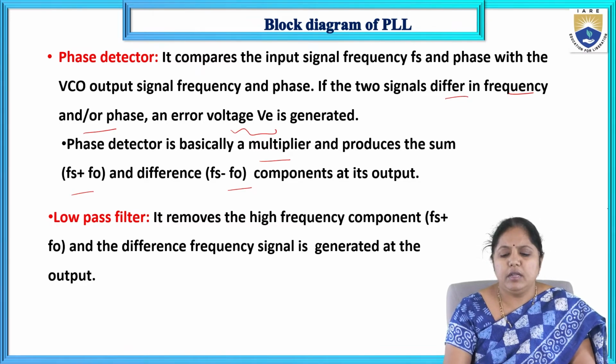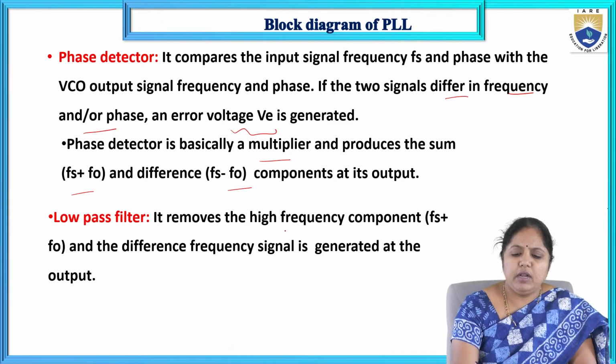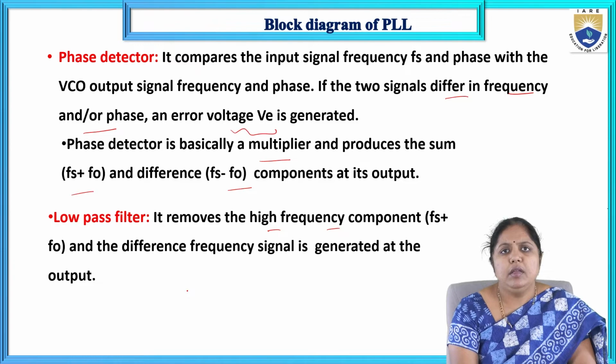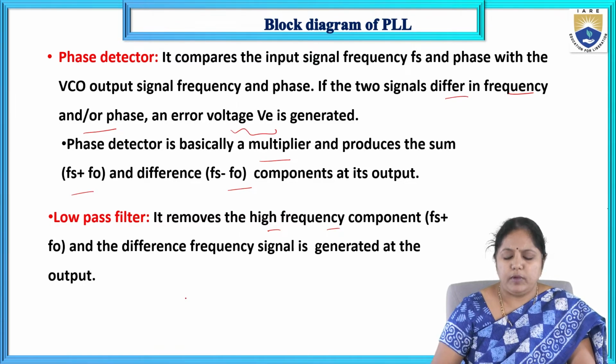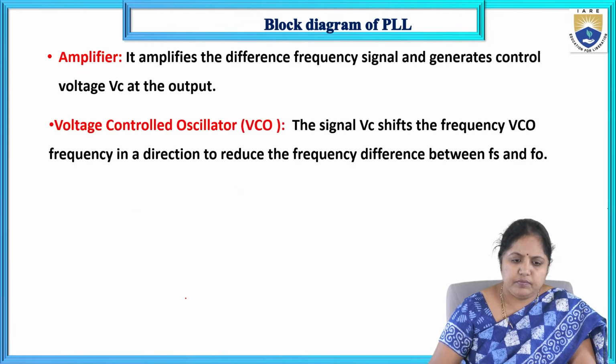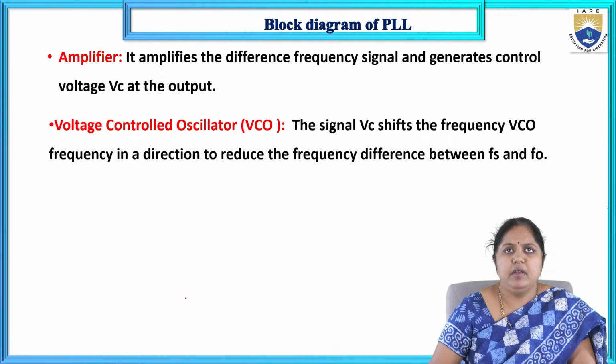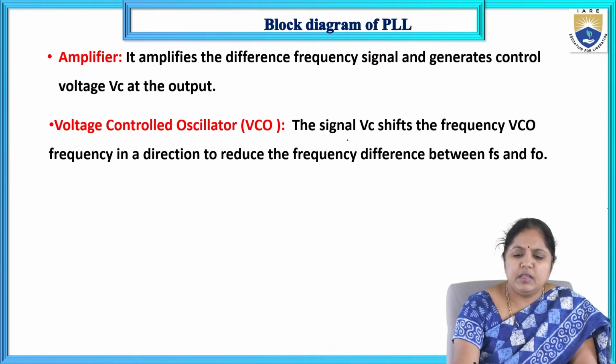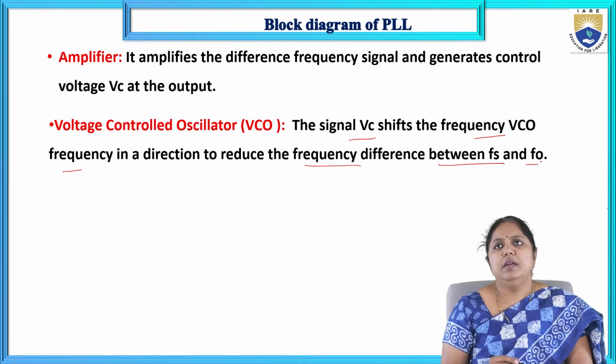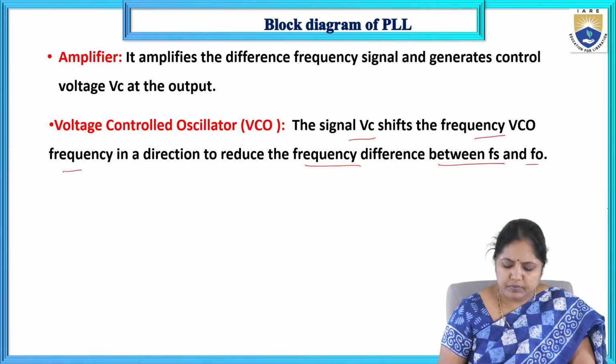The low pass filter, as I told you previously, will remove the high frequency components, and the difference in the frequencies is generated at the output of the low pass filter. Then again the amplifier and again the VCO. VCO means the VC shifts the corresponding frequency of the VCO in a direction to reduce the difference between the Fs and F0 values.